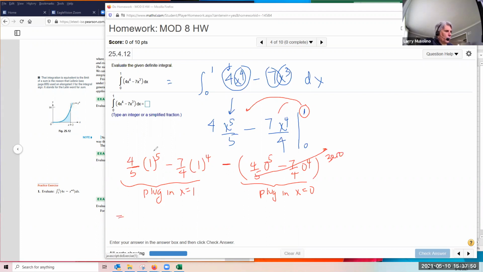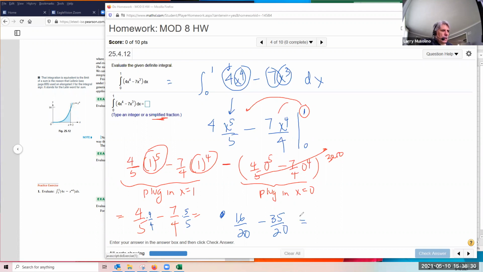So I just have to work out 1 to the 5th, of course, is 1. And 1 to the 4th is 1. So I just have to work out this subtraction of fractions. Notice it says type a simplified fraction, so I know I have to keep this in fraction form. A little bit of fraction work here. I'm going to use the common denominator of 20. So I'll multiply this first fraction by 4 over 4 because I want the denominator of 20. I'll multiply the second fraction by 5 over 5 because I want the denominator of 20. So it looks like this is going to be 16 over 20 minus 35 over 20.